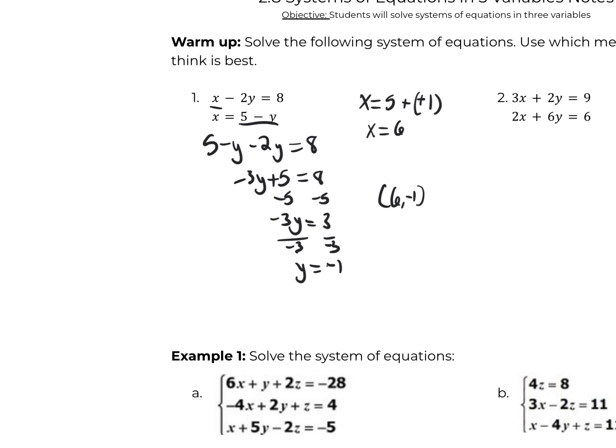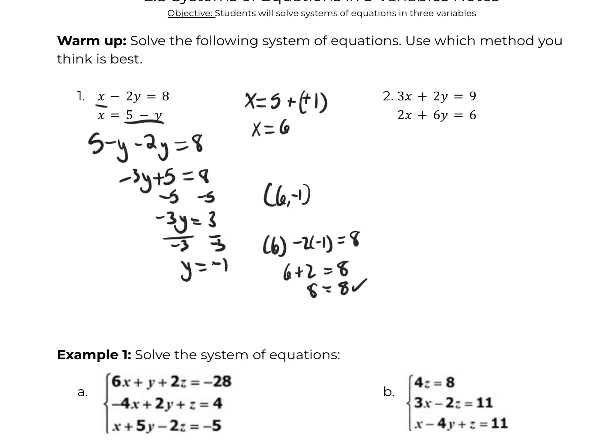And just to prove to you that that is correct, I'll plug that into the other equation. 6 minus 2 times negative 1 equals 8. Negative 2 times negative 1 is positive 2. And 6 plus 2 is 8. And 8 equals 8, so it checks out. So we have a good solution set of 6, negative 1.